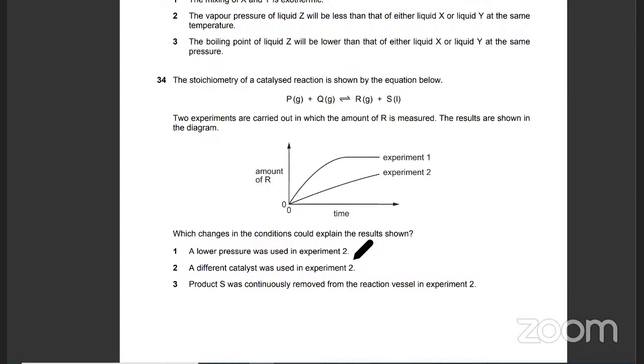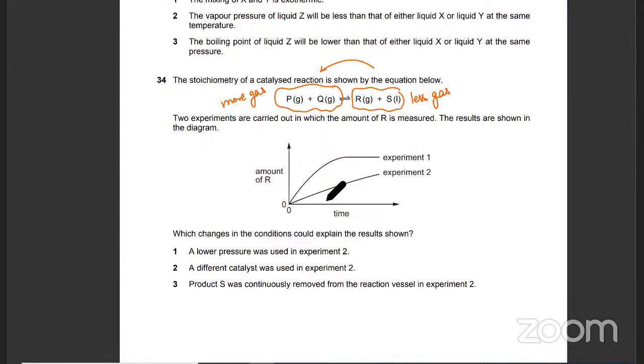The number of moles are not the same on the two sides. This side has less gas, and this side has more gas moles. You have to count the gas moles. And the first question, where would the equilibrium shift if you use a lower pressure? To the left. It's going to shift to the left, right?